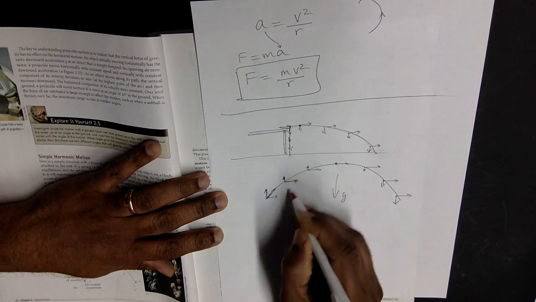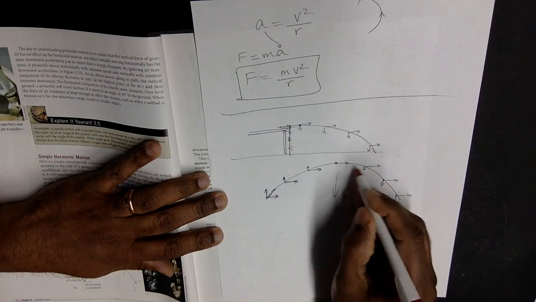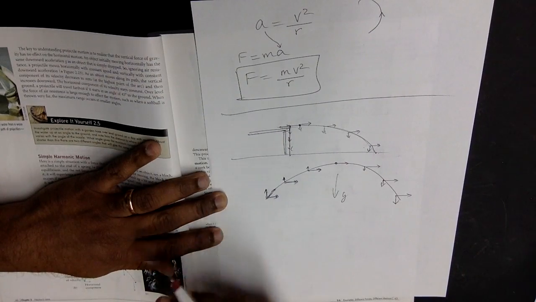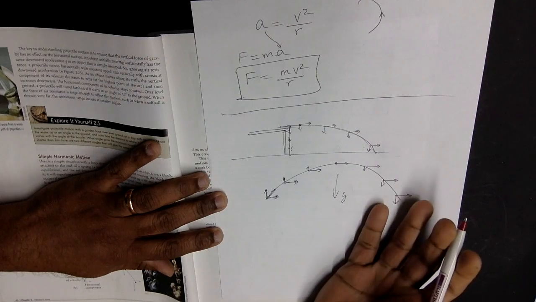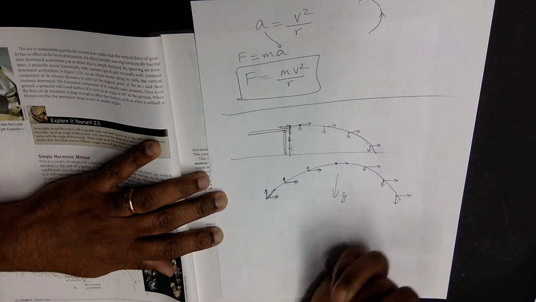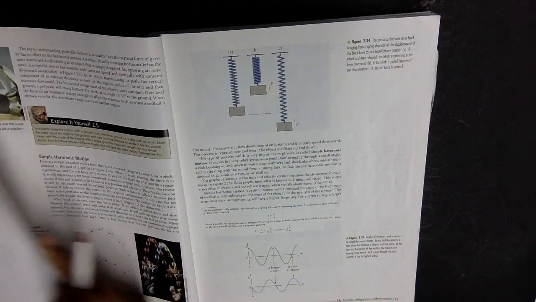Why is the horizontal velocity not changing much? It's because there is nothing that is opposing it other than air resistance. We'll be talking about air resistance soon.